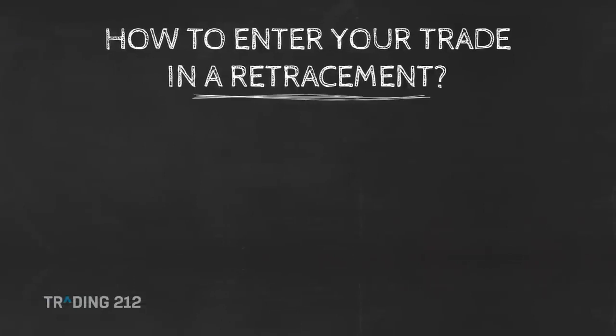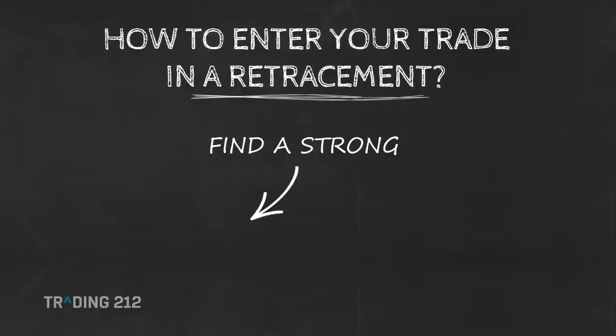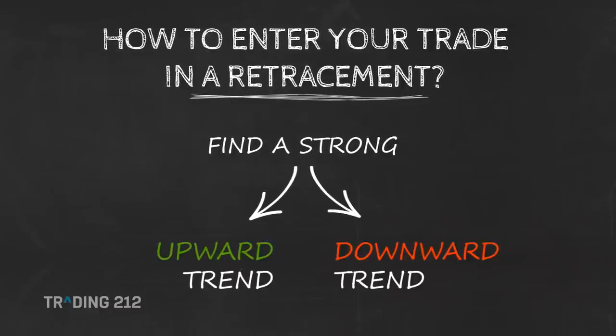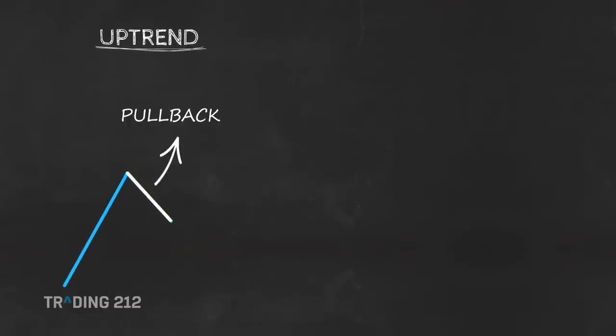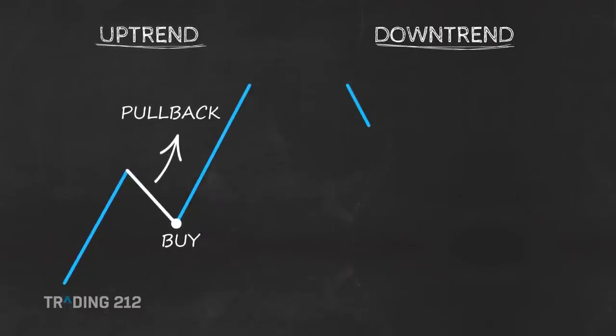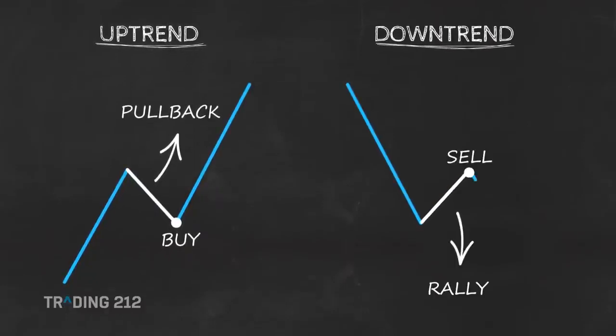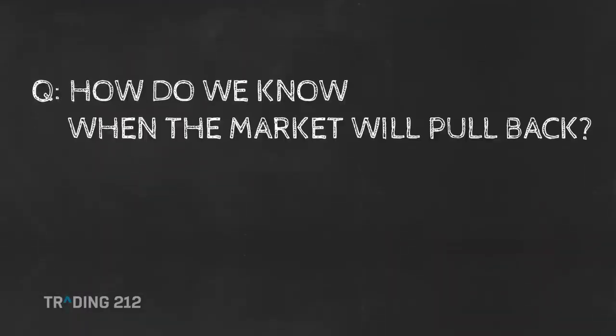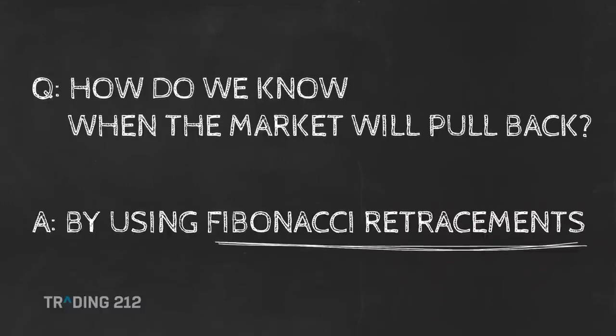So how would you enter your trade in a retracement? The first thing you need to do is find a strong upward or downward movement of a given financial instrument. To find a good entry position, you should look to enter the market in the direction of the trend right after a pullback has occurred. Put simply, you should buy pullbacks in an uptrend and sell rallies in a downtrend. However, how do we know when the market will pull back? This is where Fibonacci retracements come in.